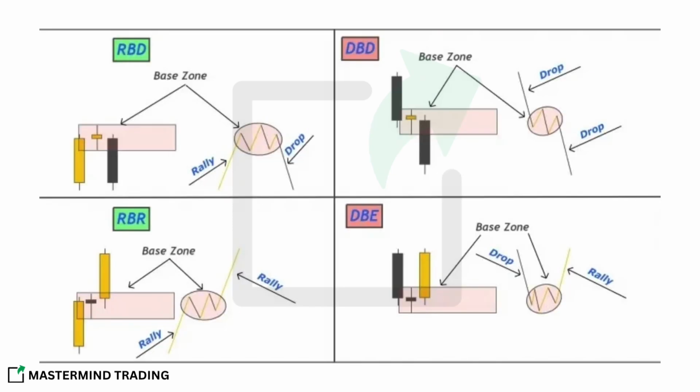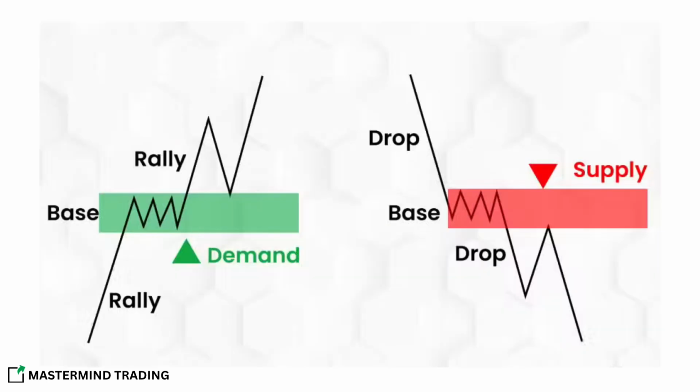Levels of supply and demand, or levels of imbalance like I like to call them, are usually identified with four basic structures which we are going to be looking at shortly. The four supply and demand patterns are rally-based rally, drop-based drop, rally-based drop, and drop-based rally. Now, I like to divide these four into a group of two for continuation patterns and a group of two for reversal patterns. For continuation patterns, we have rally-based rally and drop-based drop, and we'll look at those right now.